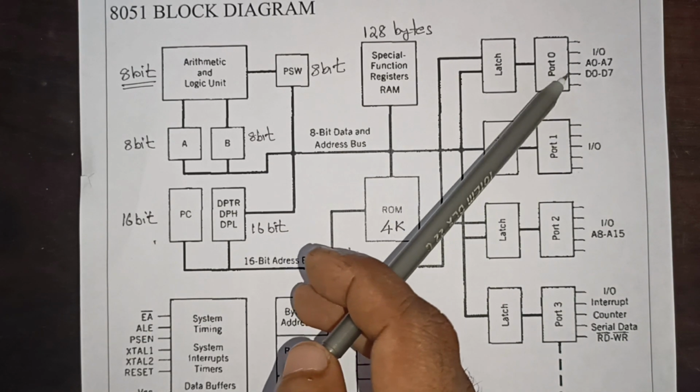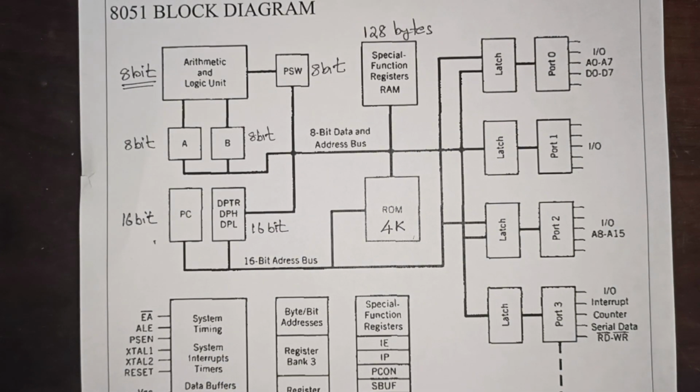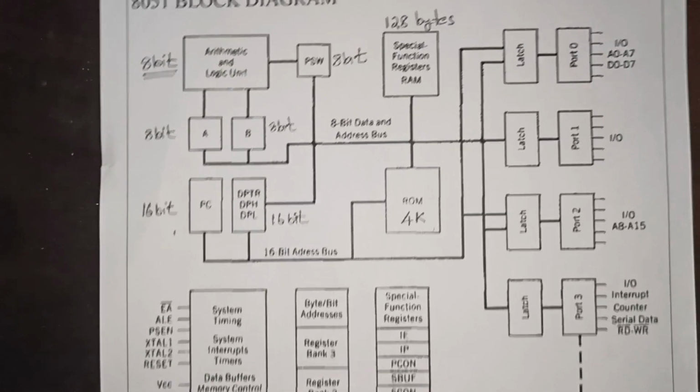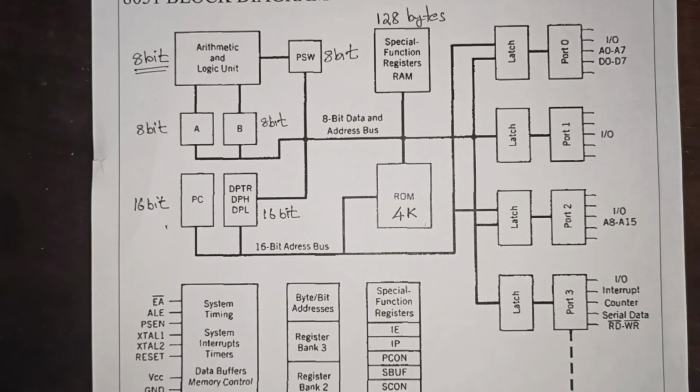So here 8 into 4, 32 pins. 32 pins in the IC package are given for ports. So actually the 8051 is a 40 pin IC. In 40 pins, 32 pins are given to these ports. Then the rest of the pins are for giving necessary signals to 8051 like VCC, ground, then clock generating, frequency generating, crystal oscillator, that kind of pins are also provided.